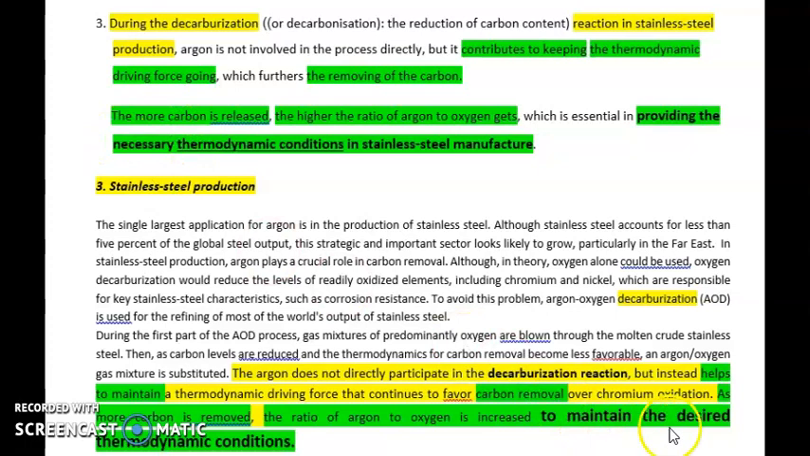So you shouldn't write the word desired. You should only get thermodynamic conditions from the text and put it in the blank. Okay? The desired and necessary are already synonyms and the adjective is already given in the question. So you do not need to rewrite it. Okay? So the answer is thermodynamic conditions only.